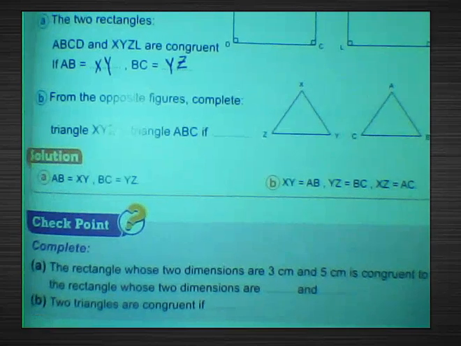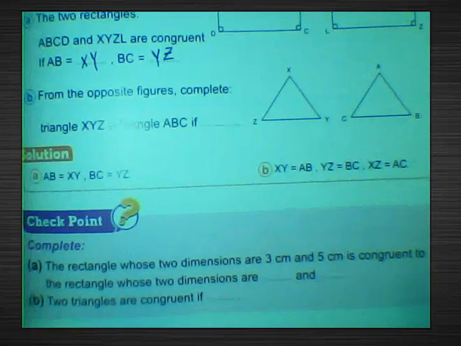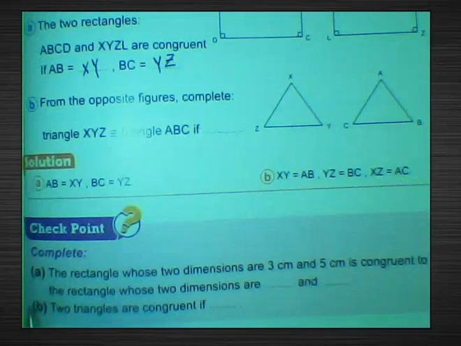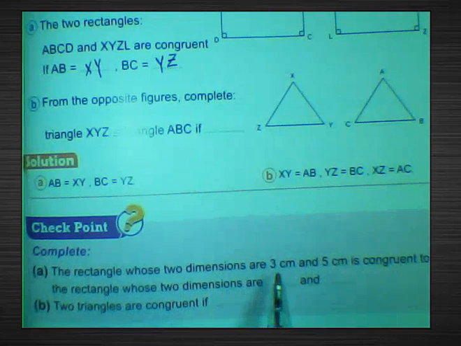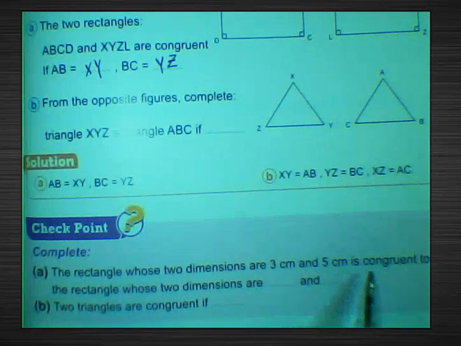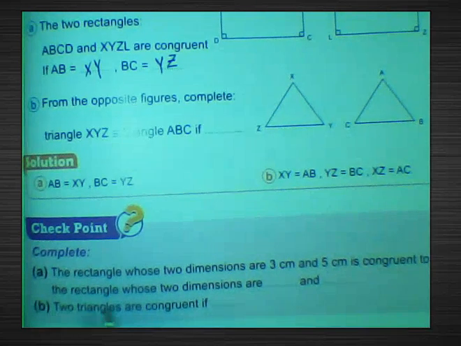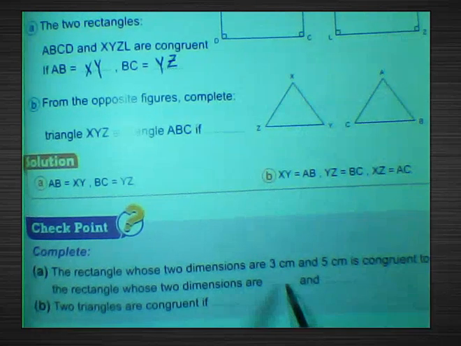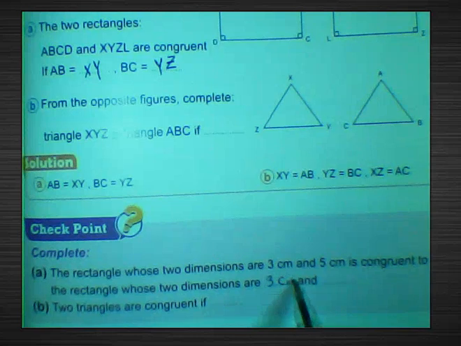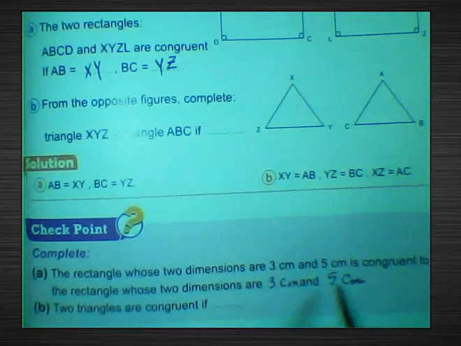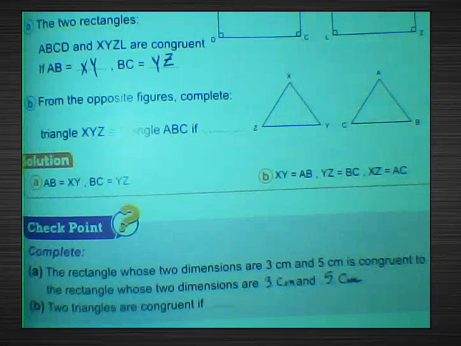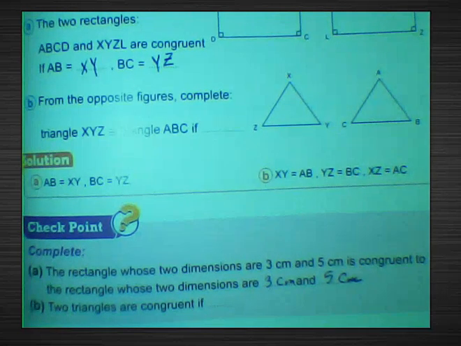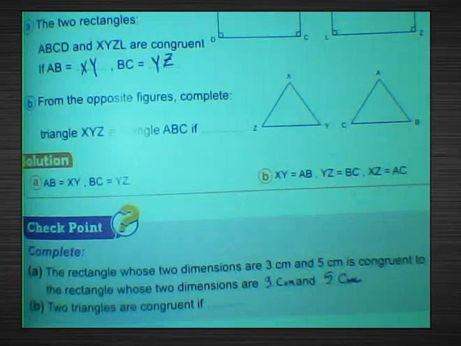Checkpoint, and complete. A. The rectangle whose two dimensions are 3 cm and 5 cm is congruent to the rectangle whose two dimensions are 3 cm and 5 cm. Okay.